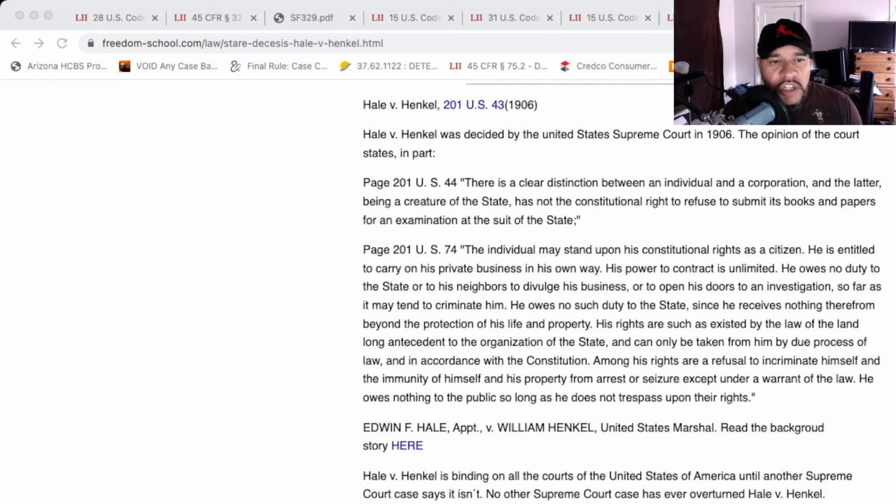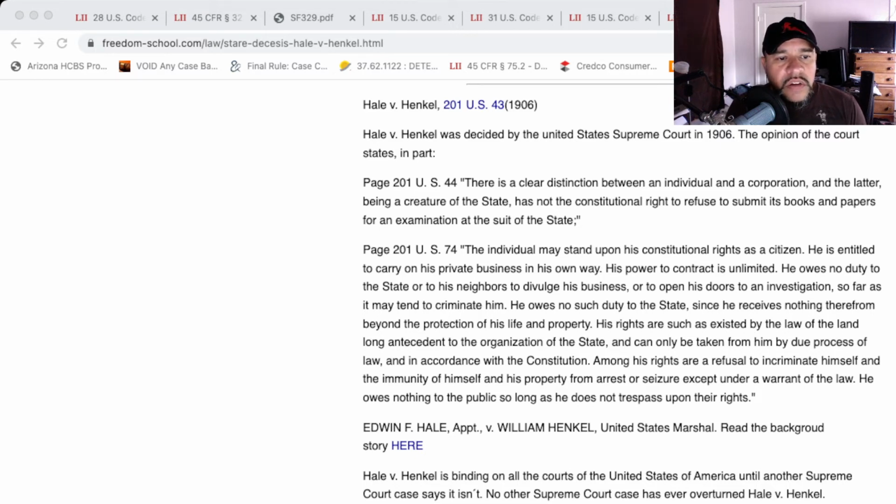He owes no such duty to the state, since he received nothing therefrom beyond the protection of his life and property. His rights are such as existed by the law of the land long antecedent to the organization of the state, and can only be taken from him by due process of law and in accordance with the Constitution. Among his rights are a refusal to incriminate himself and the immunity of himself and his property from arrest or seizure except under a warrant of the law. He owes nothing to the public so long as he does not trespass upon their rights.